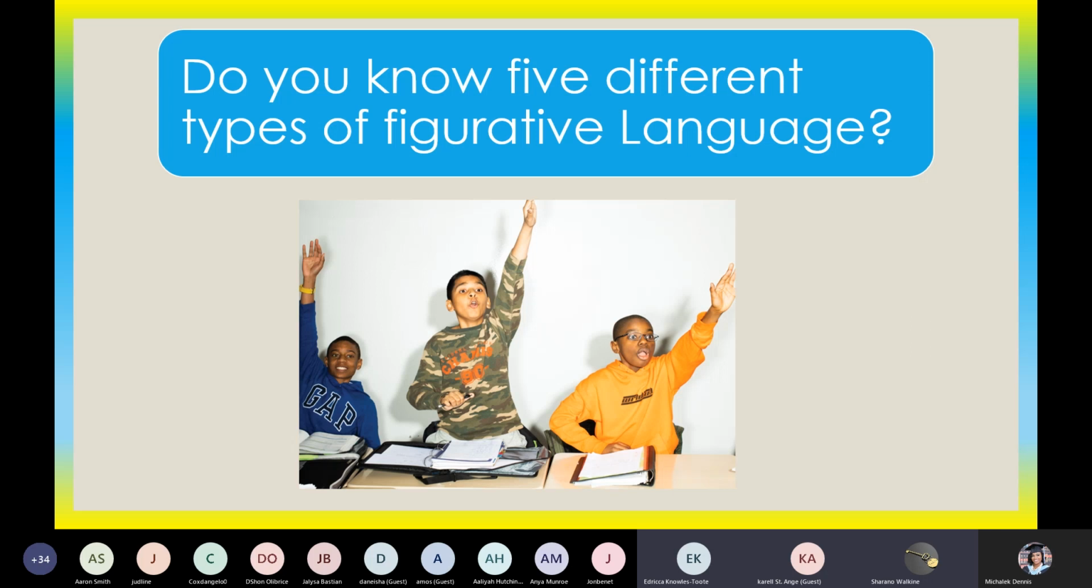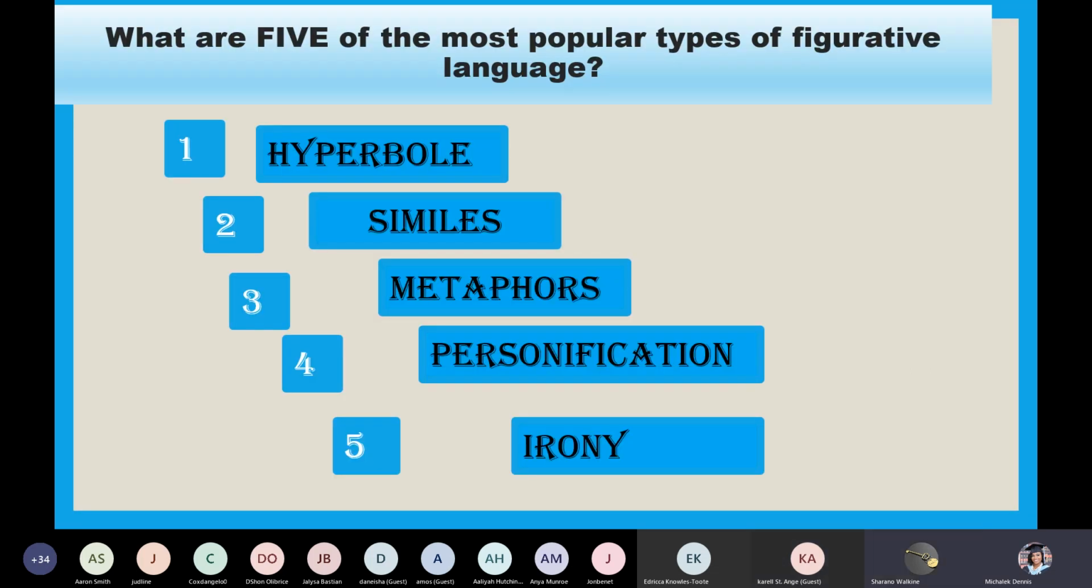Okay, alliteration, good. Alliteration, very good. All right. I see someone said symbolism, idiom. Good job, students. Okay, good. Now, what are the 5 that are most popular types of figurative language? We talk about 2 of them today.